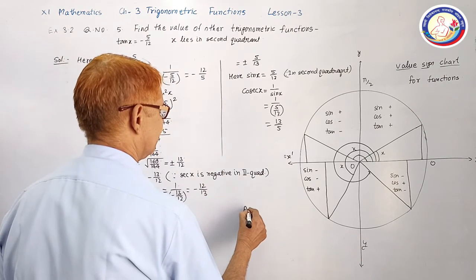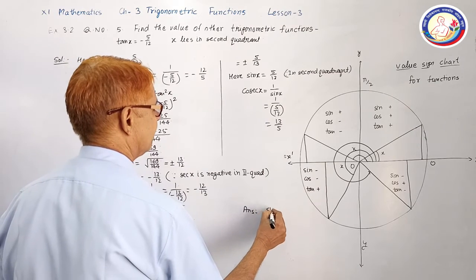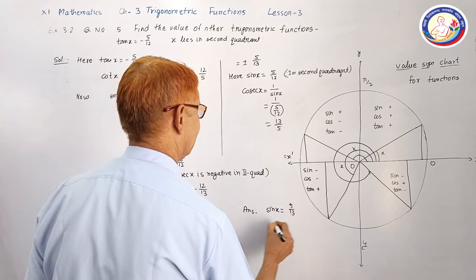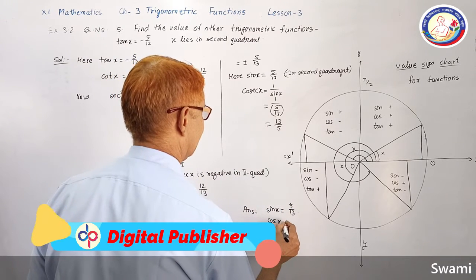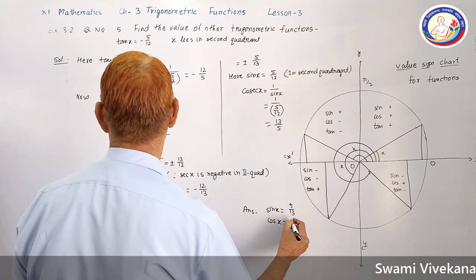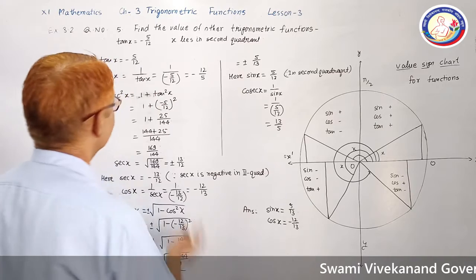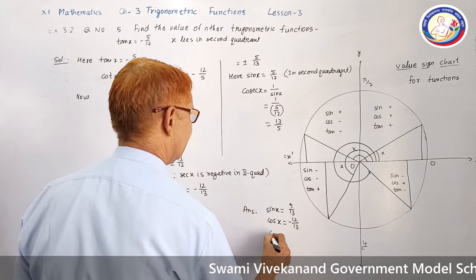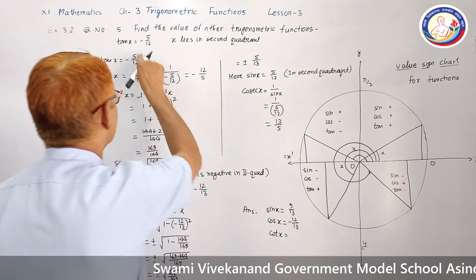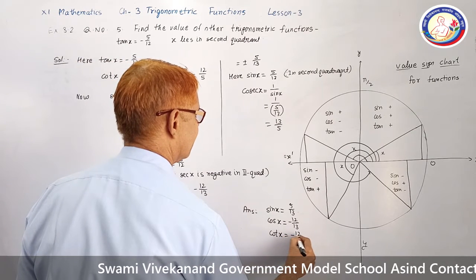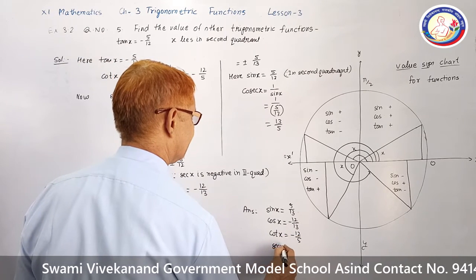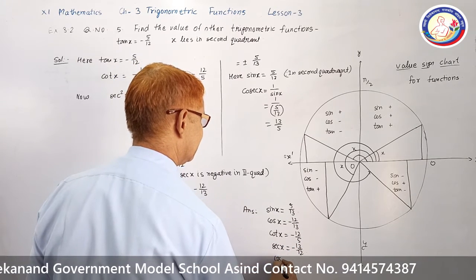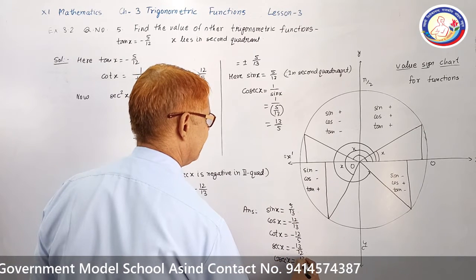Now the answer will be: sin x is 5 by 13. Cos x is minus 12 upon 13. Tangent x is already given here; we started with tangent x, so there is no need. Cot x is the reverse of this, minus 12 upon 5. Then sec x will be minus 13 upon 12, and cosec x will be 13 upon 5.